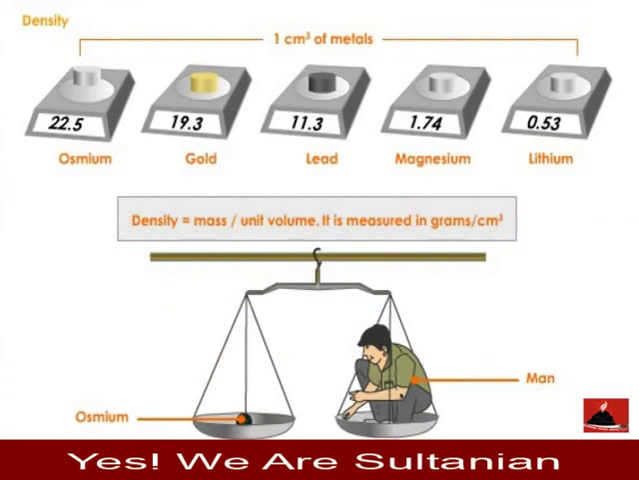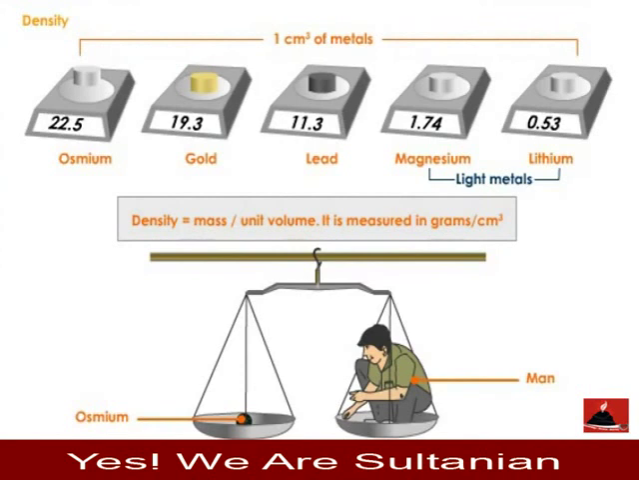Density. Density is the degree of compactness of a substance. It is the mass per unit volume of a substance. The densities of metals vary from 0.53 grams per cubic centimeter for lithium to 22.5 grams per cubic centimeter for osmium. The metals whose density is less than 5 grams per cubic centimeter are called light metals.